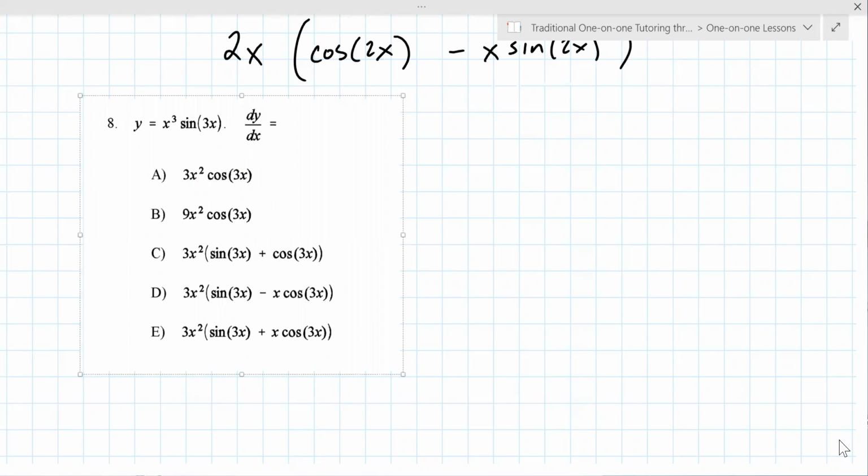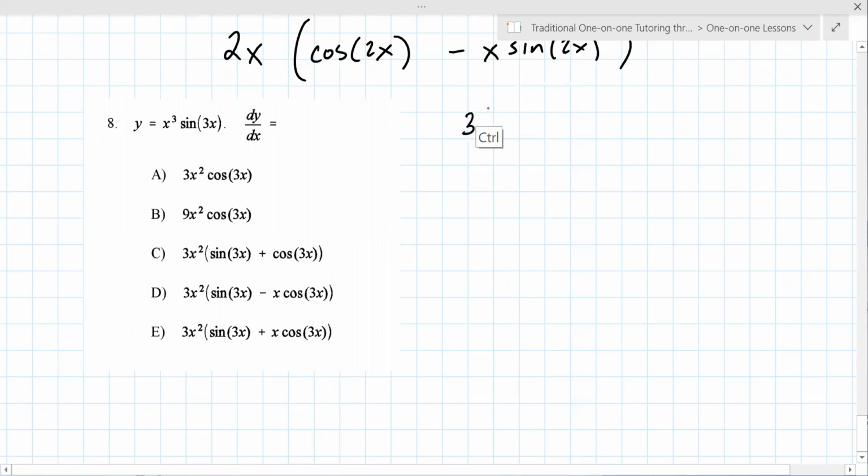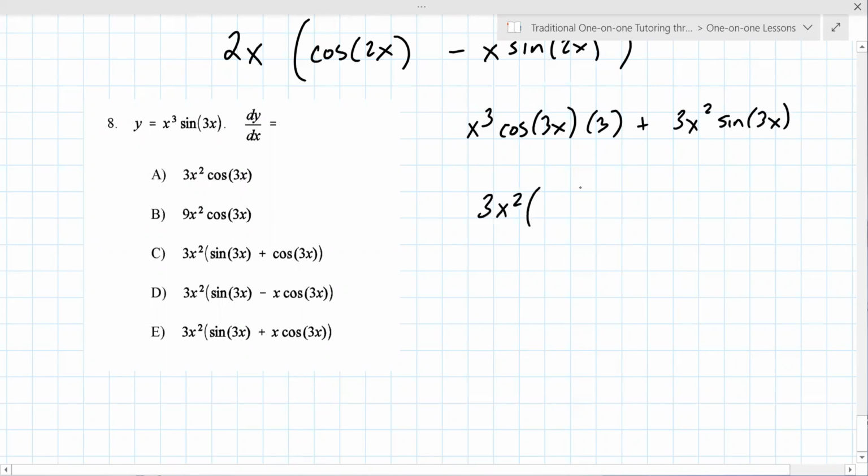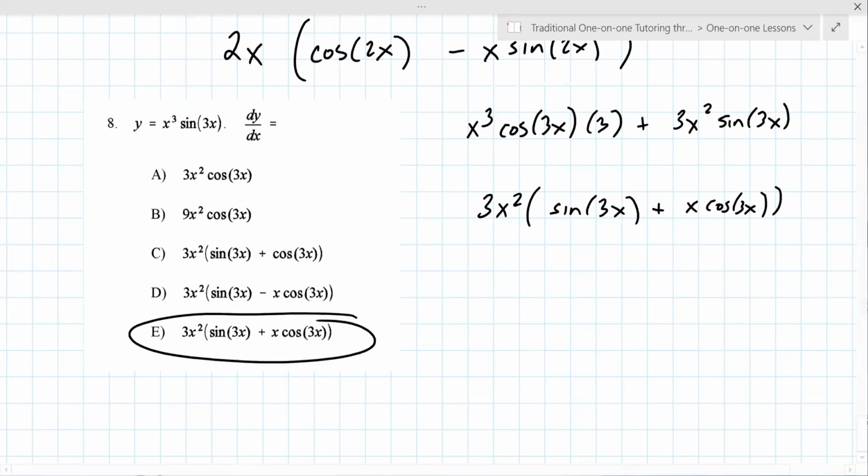Is it E? It's definitely one of these last ones here. So I get 3. What did I say I would do? No, I wouldn't do it that way. I would do it the other way. x cubed cosine 3x times 3 plus 3x squared times sine 3x. So yeah, you could factor out a 3x squared from both, and you get sine 3x when you reorder it plus x cosine 3x. Yeah, looks like it's letter E for that one.